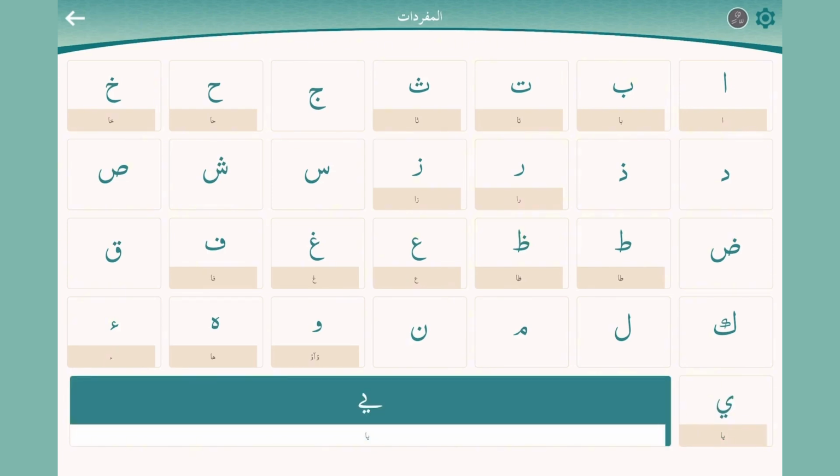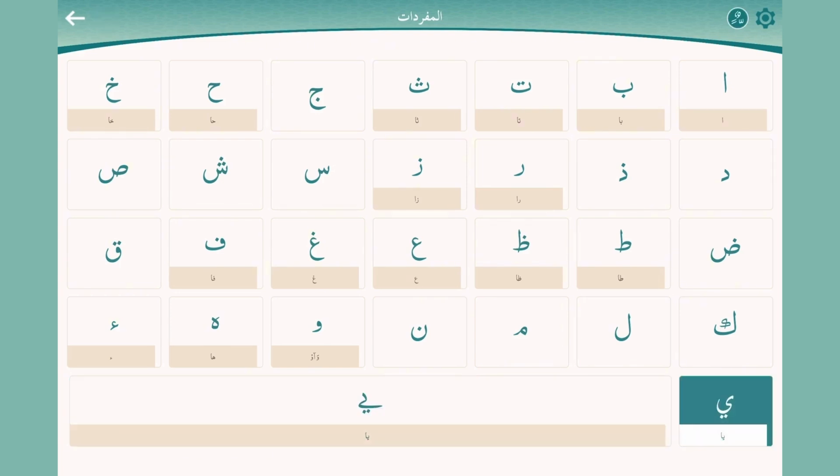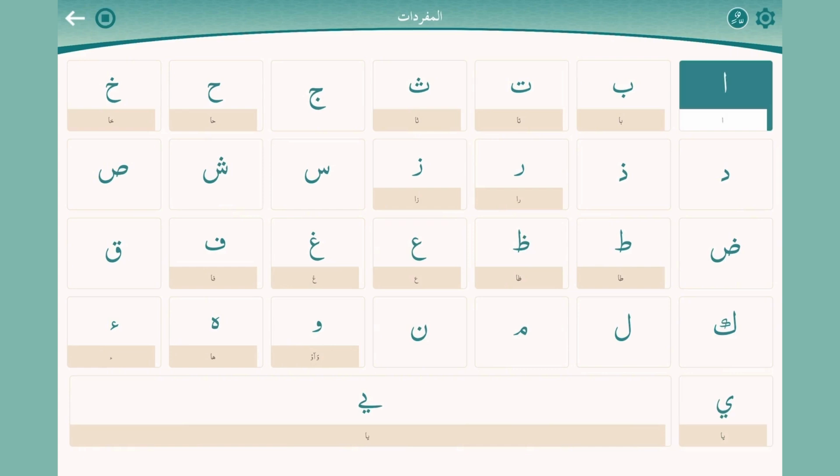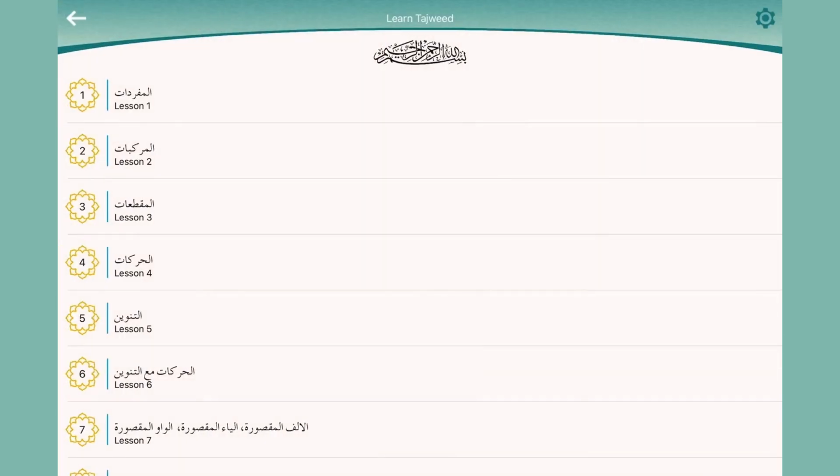Okay, just to tell you, this Ya and this Ya are exactly the same thing. Just some people write it like this, and some people write it like this. Alif. Now, most of you should be familiar with this lesson, right? The Arabic alphabets. So let's go to lesson 2.